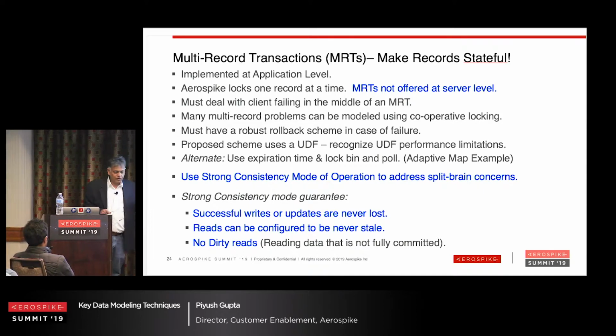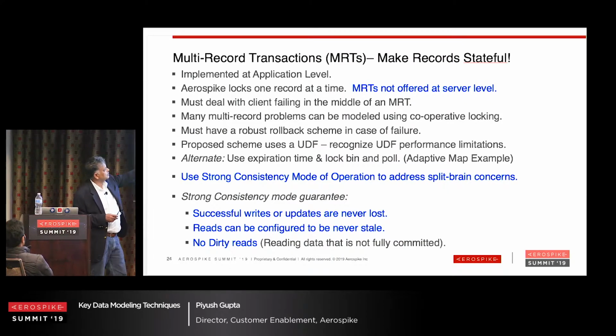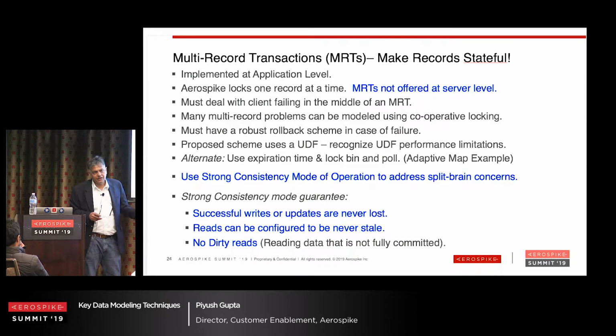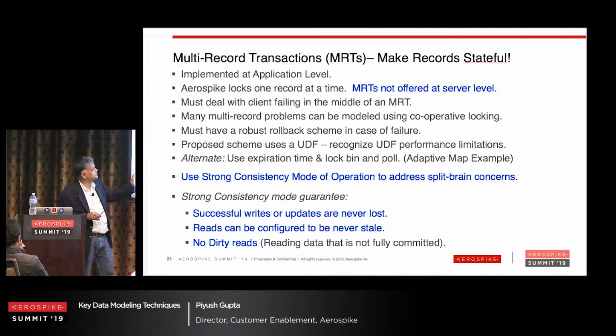Those who attended the first talk or the SC talk, I'll revisit this issue. In strong consistency mode, successful writes or updates are never lost. Successful, right? What you were talking to me about earlier were unsuccessful writes. But if it is successful, it's never lost. You can configure the reads to be never stale, and you never get dirty reads. With that premise in mind, we can look at how, at the application level, you can do multi-record transactions using cooperative locking. To implement cooperative locking, we'll use things like the map create only flag on the keys. In this scheme that I'm proposing, I'm going to use a UDF, and in the follow-on example, we'll do it without the UDF.